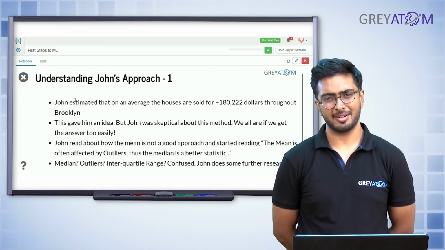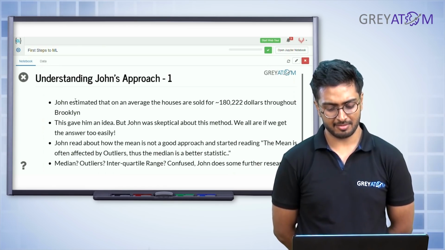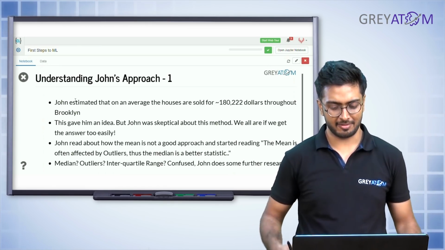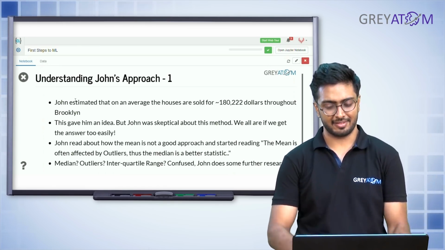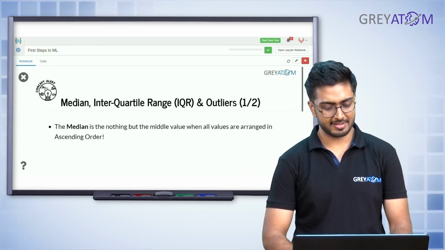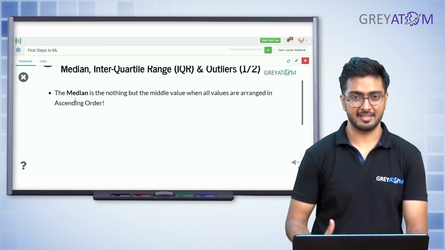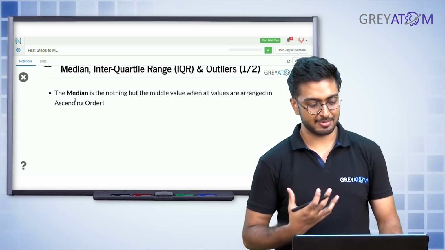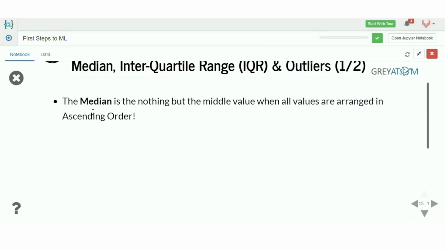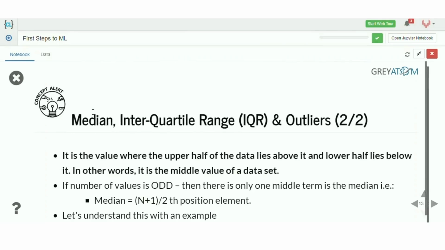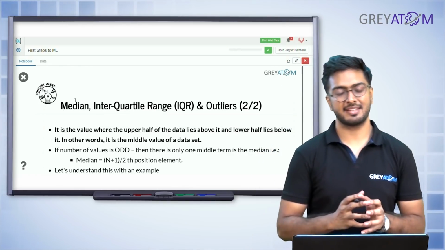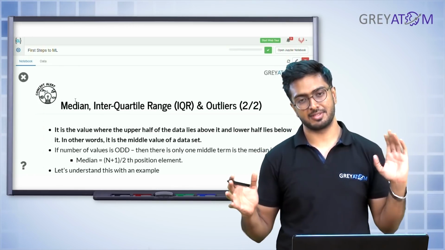What are these things? What are outliers? What is this thing called median, interquartile range? Different things, right? So John does further research. Now he comes to the next topic that he wants to understand, which is median, interquartile range, and outliers. Median is nothing but the middle value of all the values arranged in ascending order, which is to say the middle value in your entire distribution, right?